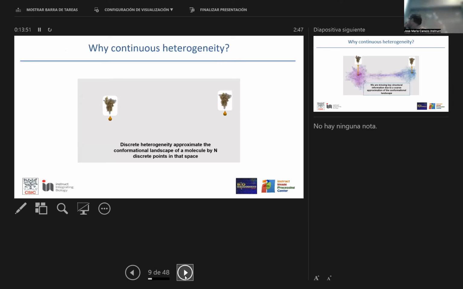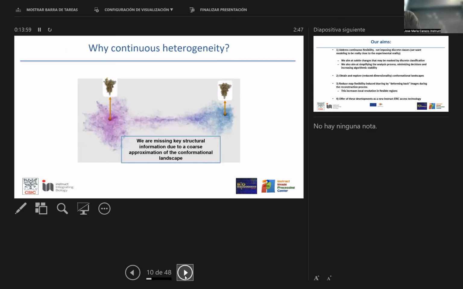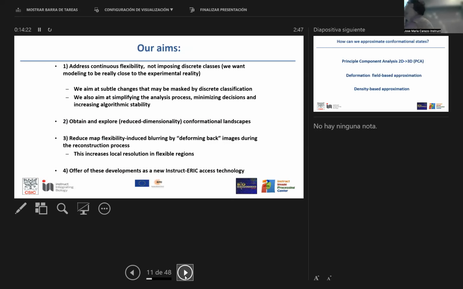Continuous flexibility. Well, I'm not really happy with having classes, but we would like to understand a little bit about rare states. We would like to understand about transitional states. I mean, what is happening for A to go to B and things like that. Eventually, which we are perhaps not at now, we would like to attach probabilities and get into a more dynamical landscape. So our aim here is to address the continuous flexibility approach, not to impose discrete classes.